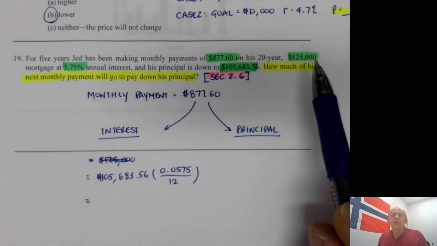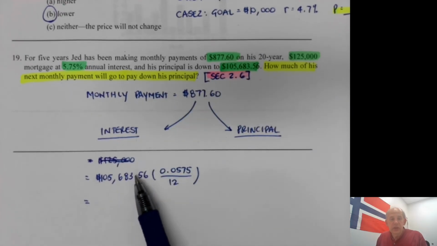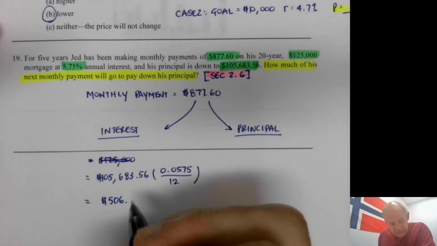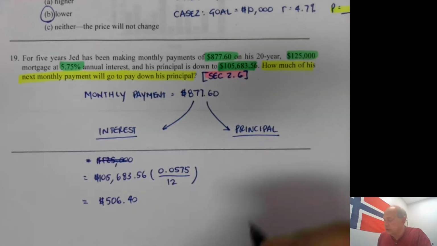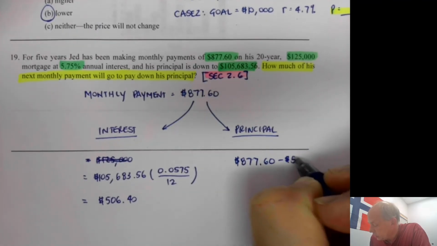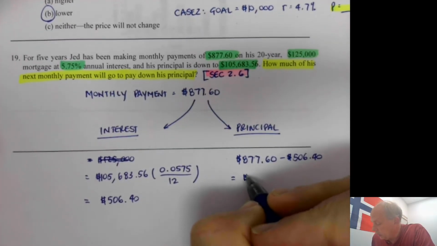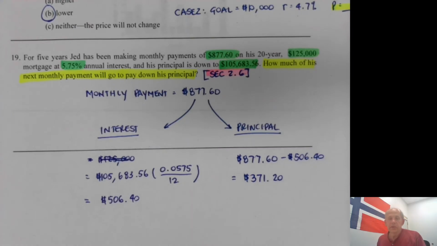So this was a $125,000 loan initially. It's been paid down to this value. That's how much I owe on the interest rate for 1 month. This value is $506.40. That part of the monthly payment goes towards paying the interest. What's left over towards the loan amount, you take the monthly payment, subtract out the value that went to the interest. Left over is the value that you have for the principal. There's what you would have for number 19.